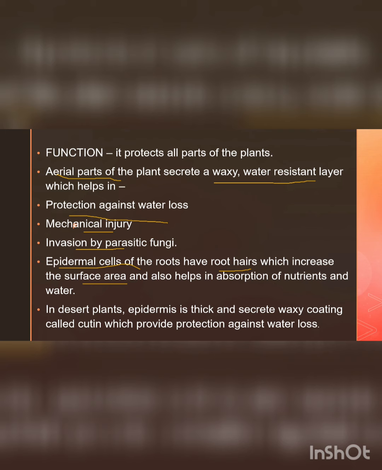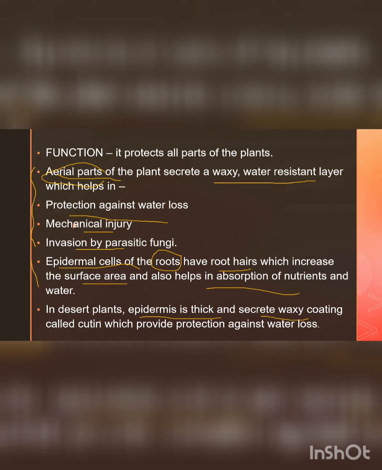Okay, so whatever we have seen, these four characteristic features, were about the aerial parts of the plant. Now the point I am telling is for your roots. Remember that. So in roots, what is happening? Your epidermal cells have root hairs which will increase the surface area and help in absorption of nutrients and water. And one more thing, in desert plants, how is your epidermis? Your epidermis is comparatively thicker than in plants living in normal terrestrial or temperate areas. So please remember, in desert plants, the epidermis is comparatively thick and secretes a waxy coating.